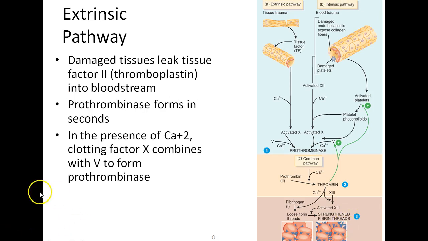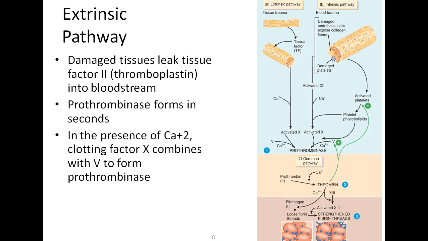Let's take a closer look now at this extrinsic pathway. In the diagram on the right, notice that we're following this pathway. So this extrinsic pathway is, again, initiated by damage to tissue that is outside the vessel. And this is a fast reaction. This is going to take place approximately 15 to 20 seconds after the damage. Why is this more quick? It's because you can probably observe in the diagram that there are fewer steps involved.